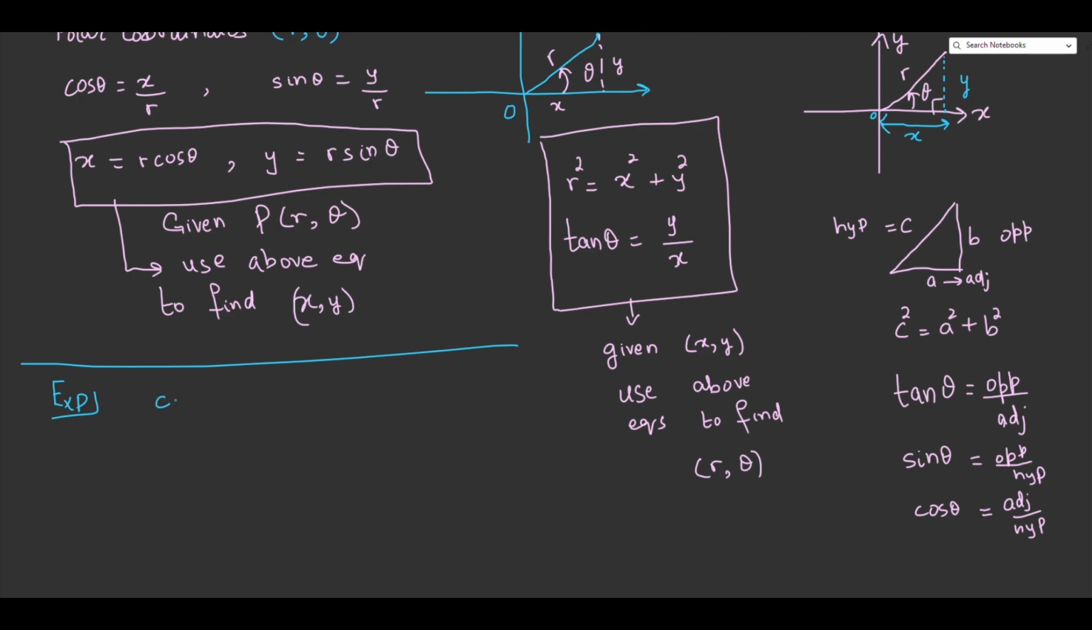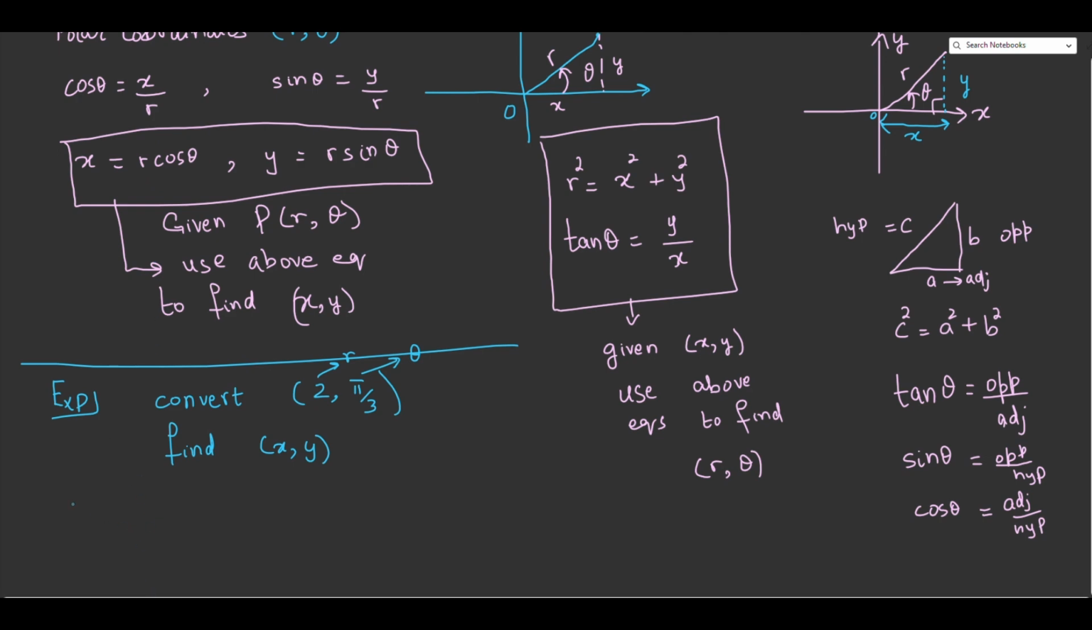we are given a point in polar coordinates. Convert the following point, with angle pi by 3. This point is in polar coordinates, so you need to find x and y. What is the value of r from here? This is r, and theta equals pi by 3, and you can use these above relations to find the values of x and y.